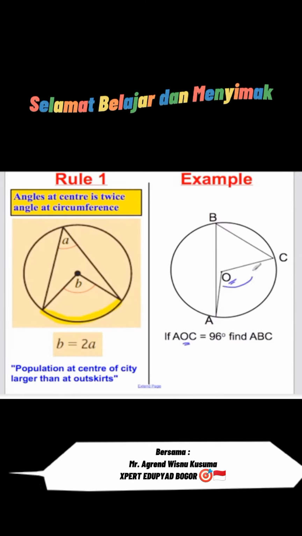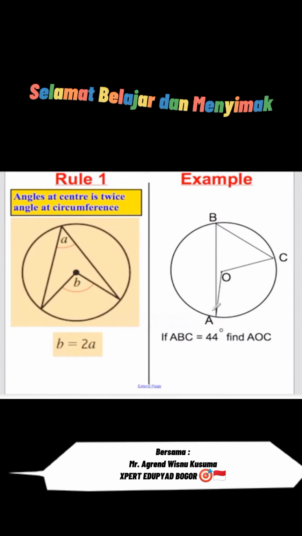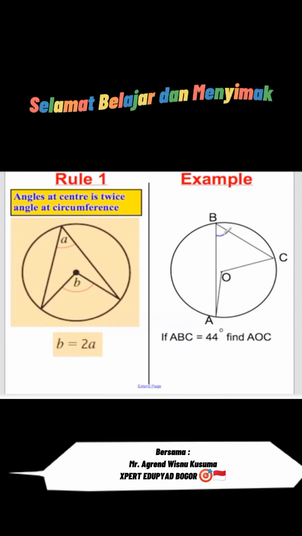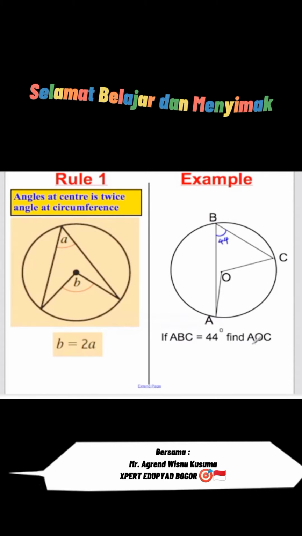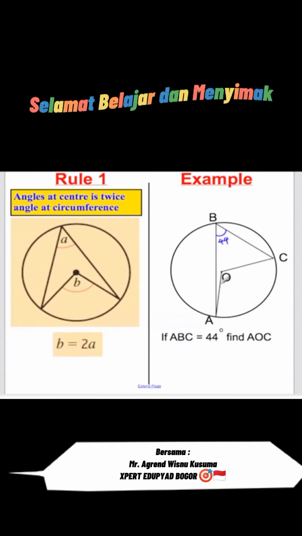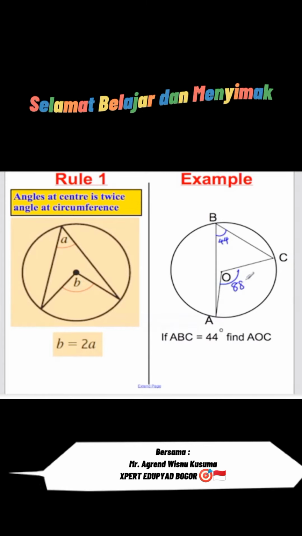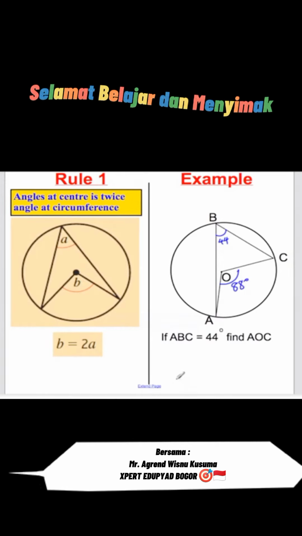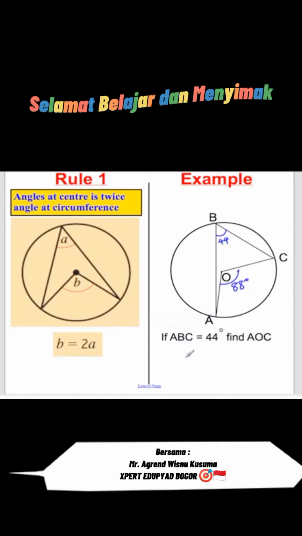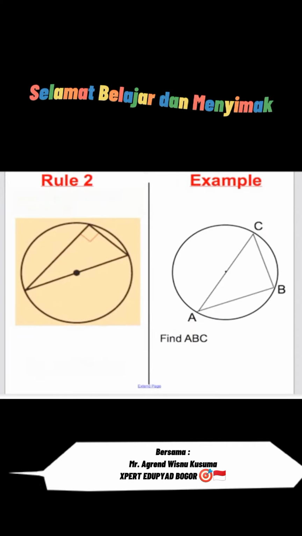Okay? And let's just have another look at this rule. Here's the rule again. Remember, angle at center, twice angle at circumference. If they told us that ABC, A to B to C, this one, was 44, what would AOC be? Well, it's double that one there, so it'd be 88 degrees. Okay, and that's rule 1 covered. Nice, easy rule. Okay, let's move on to rule 2.